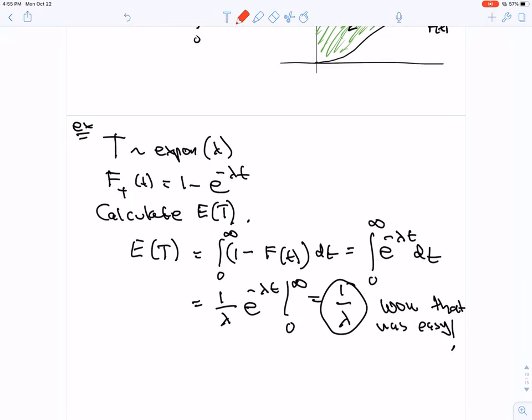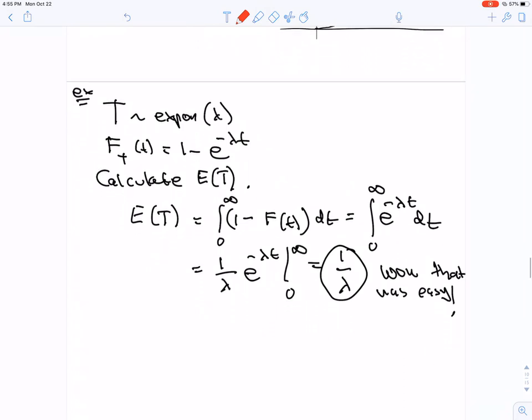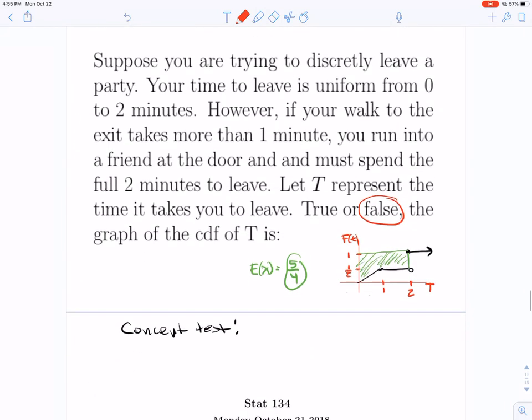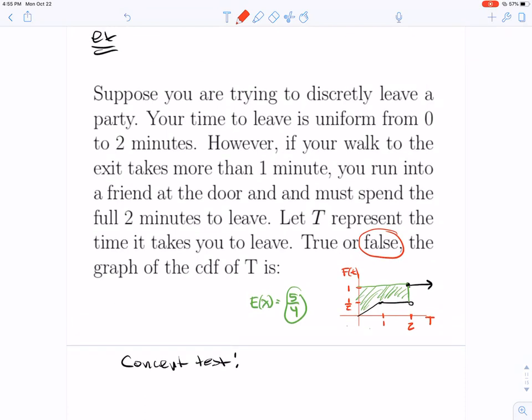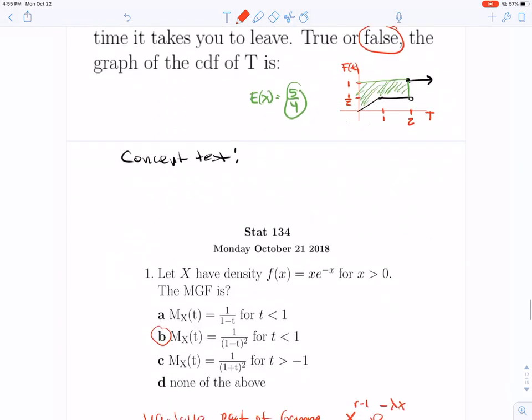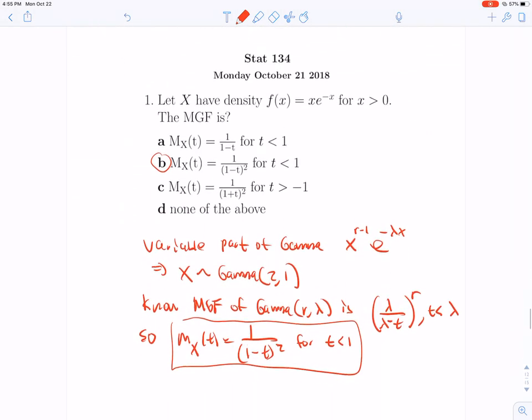Say that t is exponential lambda. We know it has CDF as shown. Calculate the expectation of t. Just follow the steps. It's so unbelievably easy. This is much easier if you revisit how we did that before. Much, much easier. We also can find the expected time to leave the party is 5/4 minutes. That's kind of interesting.